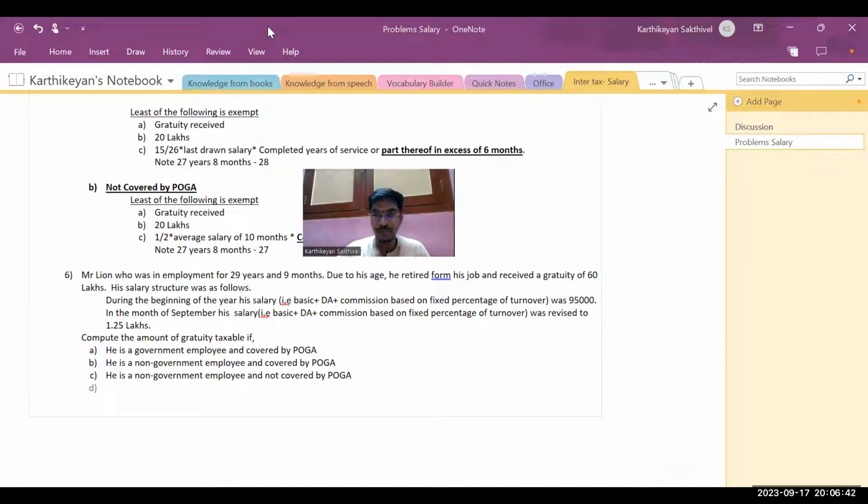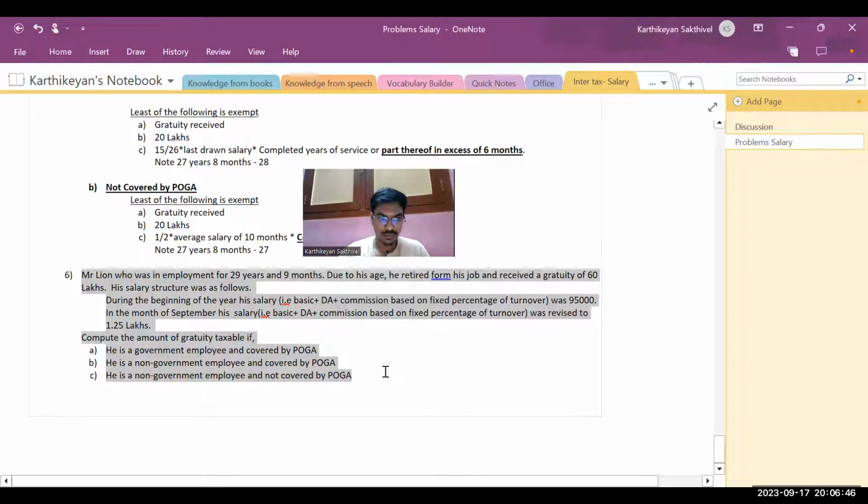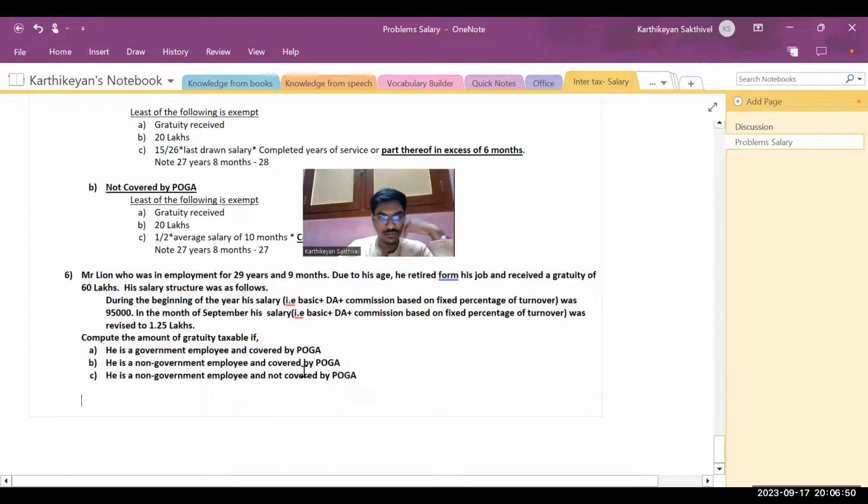Yes, Reshma, read the question. Mr. Lyon, who was in employment for 29 years and 9 months, due to his age, retired from his job and received a gratuity of 60 lakhs. The salary structure was as follows. During the beginning of the year, his salary, that is basic plus DA plus commission based on a fixed percentage of turnover, was rupees 95,000. In the month of September, it was revised to 1.25 lakhs. Compute the amount of gratuity taxable if case 1, he is a government employee and covered by POGA. Case 2, he is a non-government employee and covered by POGA. Case 3, he is a non-government employee and not covered by POGA.